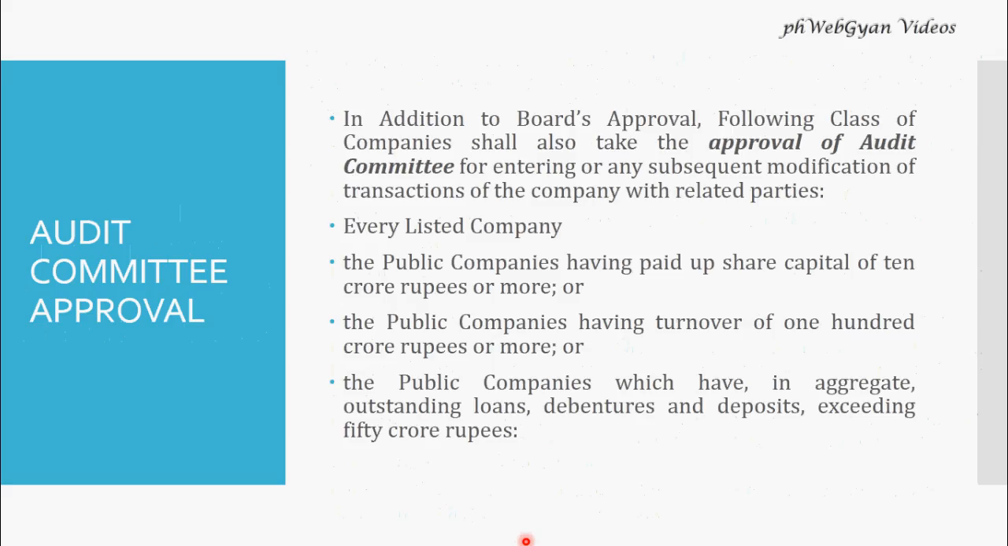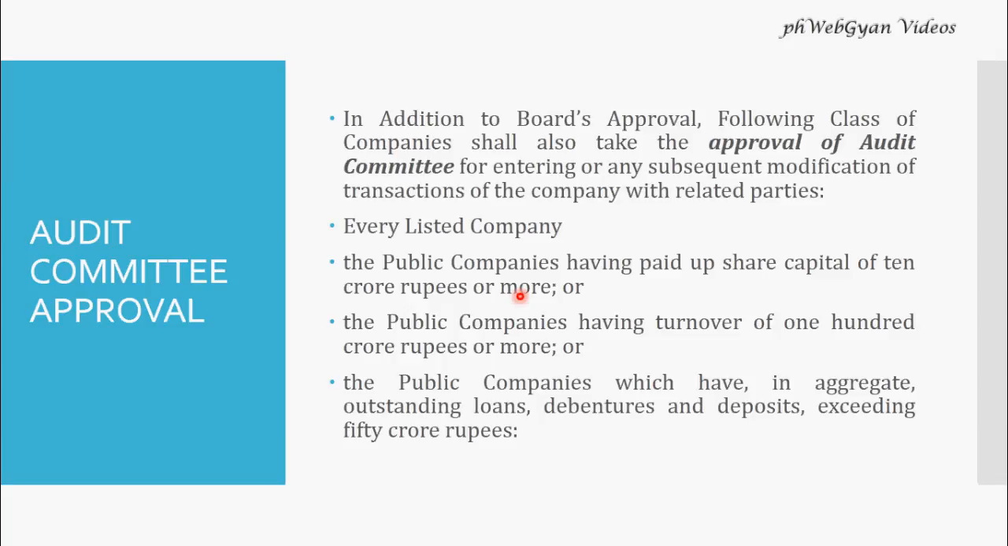Now, the second point here is the audit committee's approval. As I have already mentioned, only those companies which are required to form the audit committee will first take the approval of the audit committee and then enter into the transaction with their related party. So now it says that in addition to the board's approval, the following classes of company require the approval of the audit committee. For what purpose? For entering into or any subsequent modification of the transaction of the company with the related parties.